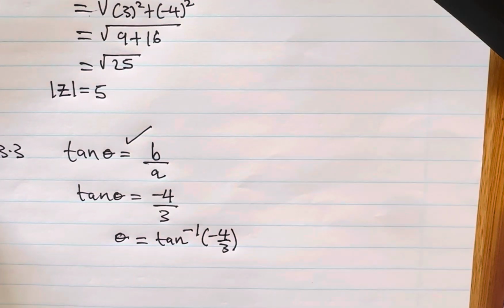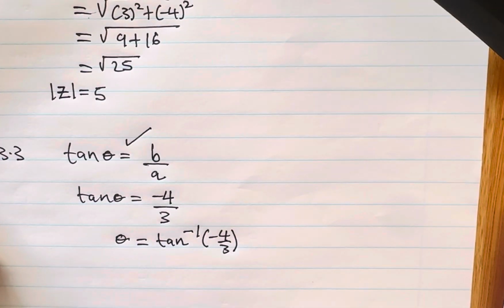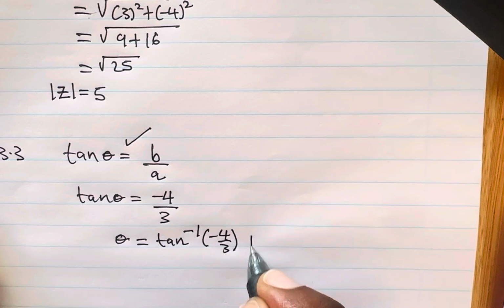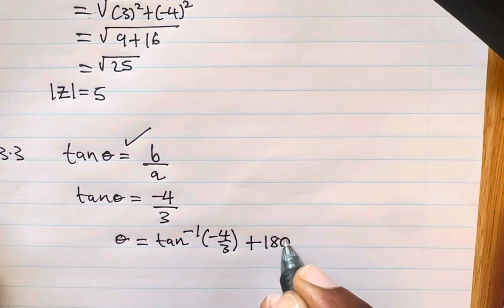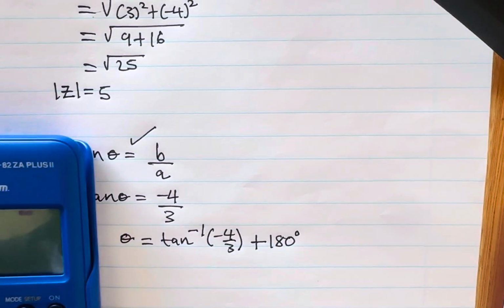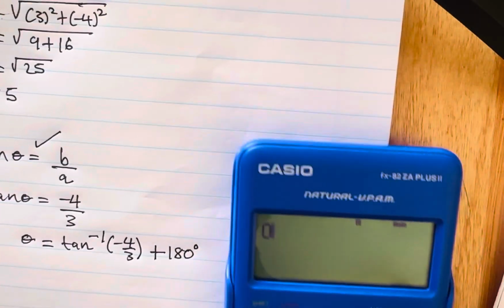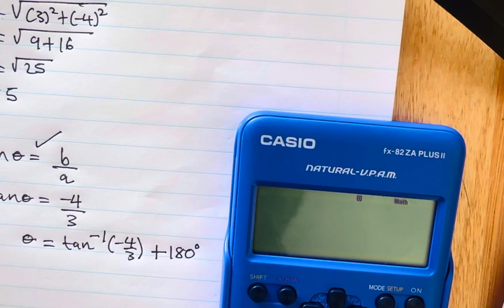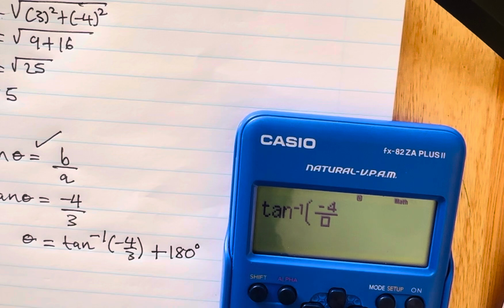For my learners who are struggling with this tan ratio, I normally add 180 degrees so that we can get our solution straight without any complications. Nice. So let's put that in our calculator now: second function, tan, negative 4 divided by 3.